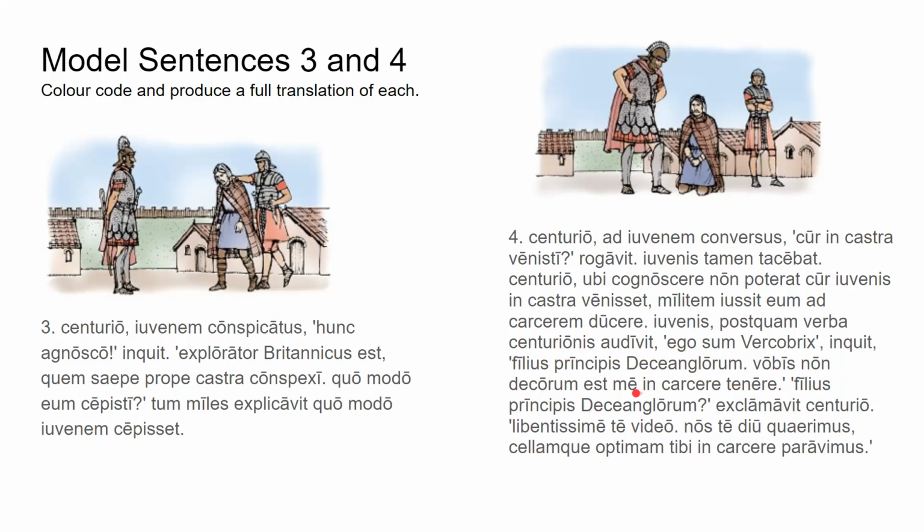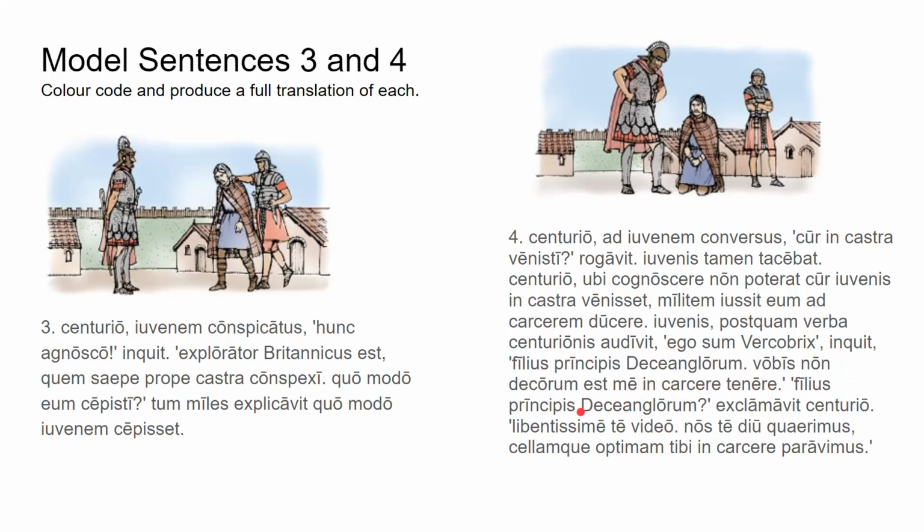Vobis non decorum est me in carcere tenere. This is our old friend in terms of construction. It is a dative plus an adjective plus est plus an infinitive. So it is not, non est decorum, right, vobis, for you, tenere, to hold, me, in prison. So it's not right for you to hold me in prison.